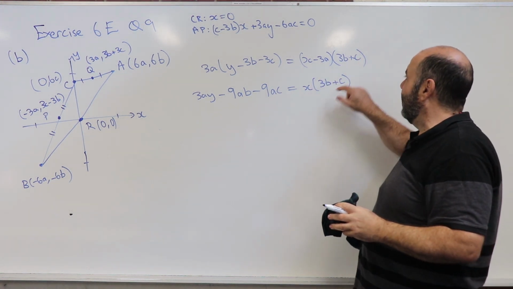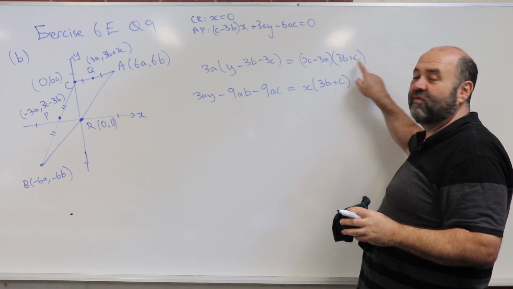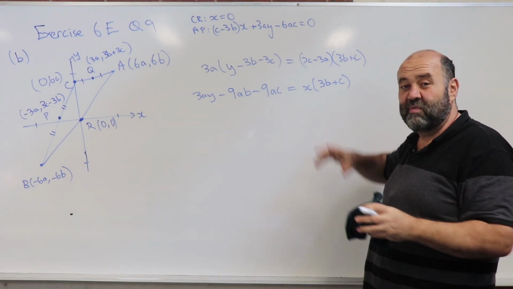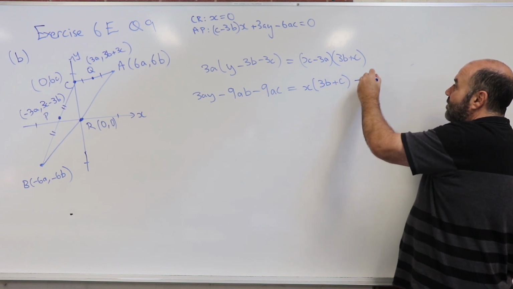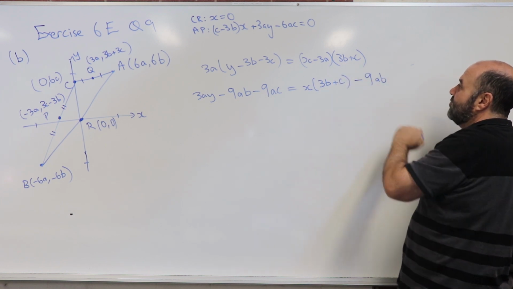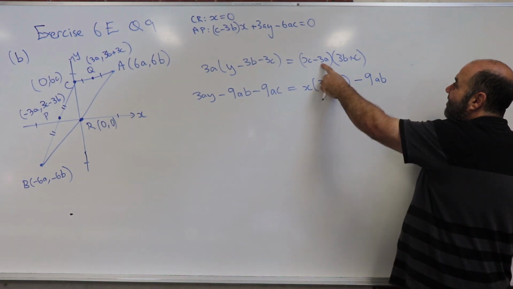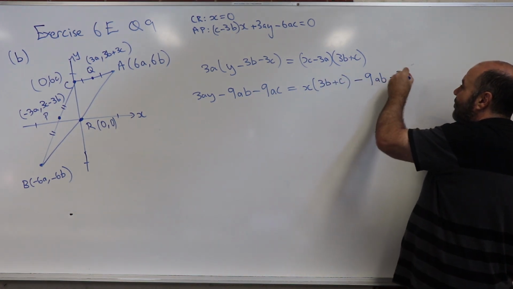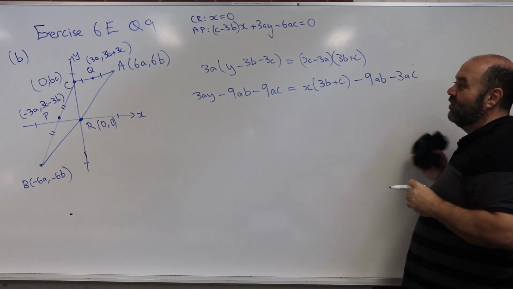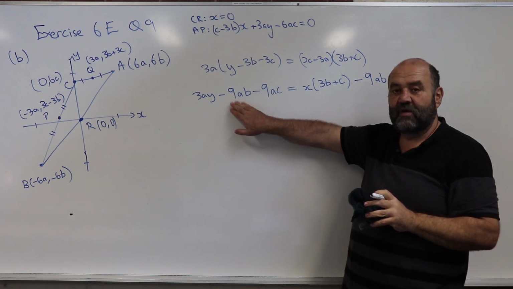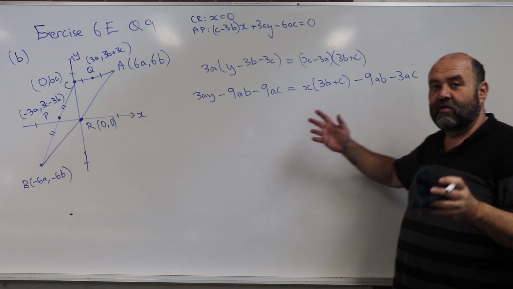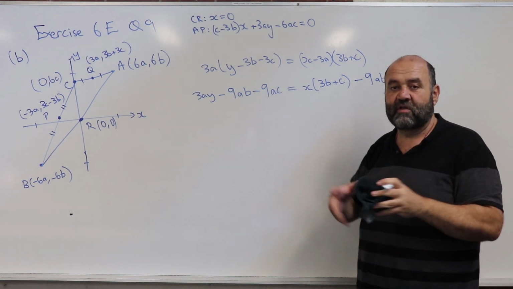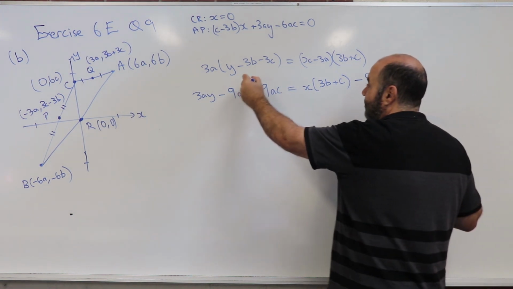So x times that bracket, and then negative 3a times that bracket. This one I'm going to expand. So negative 3a times 3b is minus 9ab, and then minus 3a times c is minus 3ac. Now look at this, there's a negative 9ab over here, and there's a negative 9ab over here. They're the same thing on both sides of the equal sign, so they can just be eliminated.